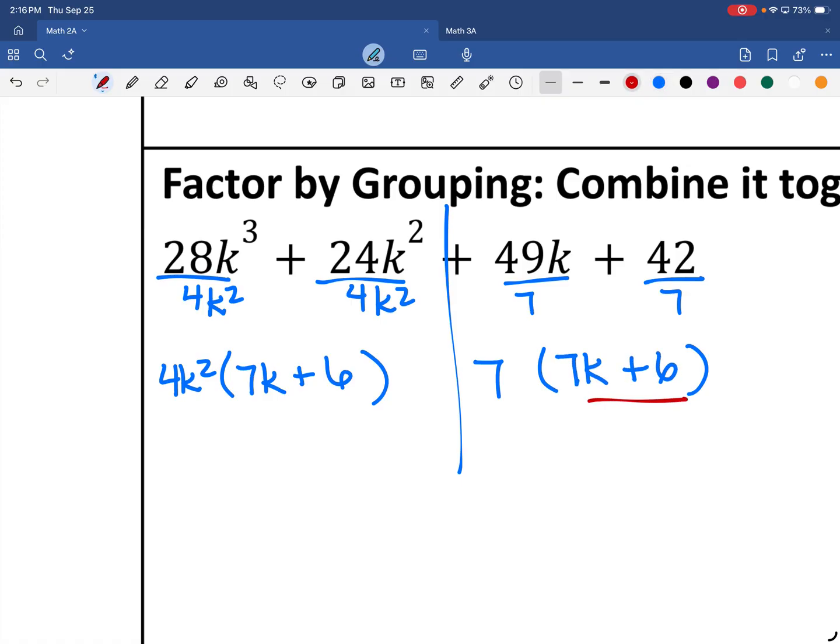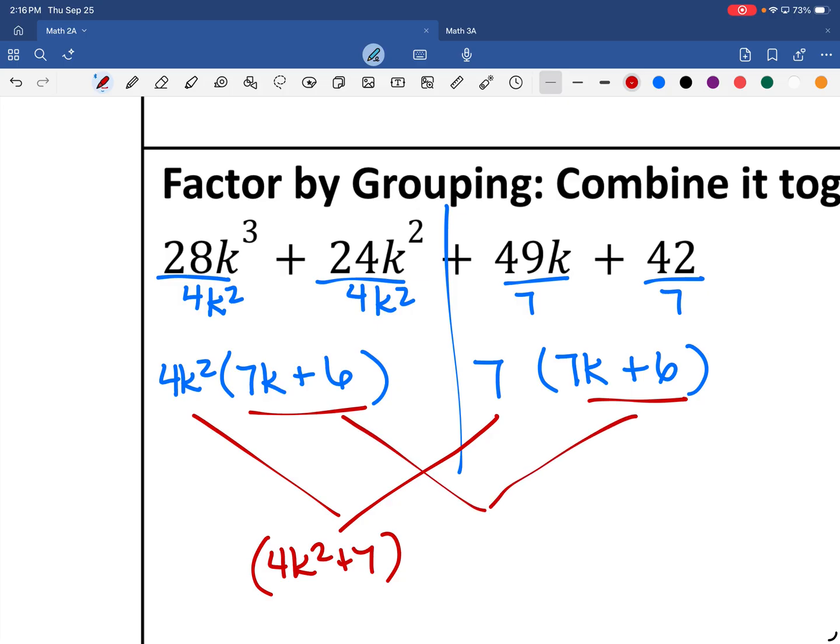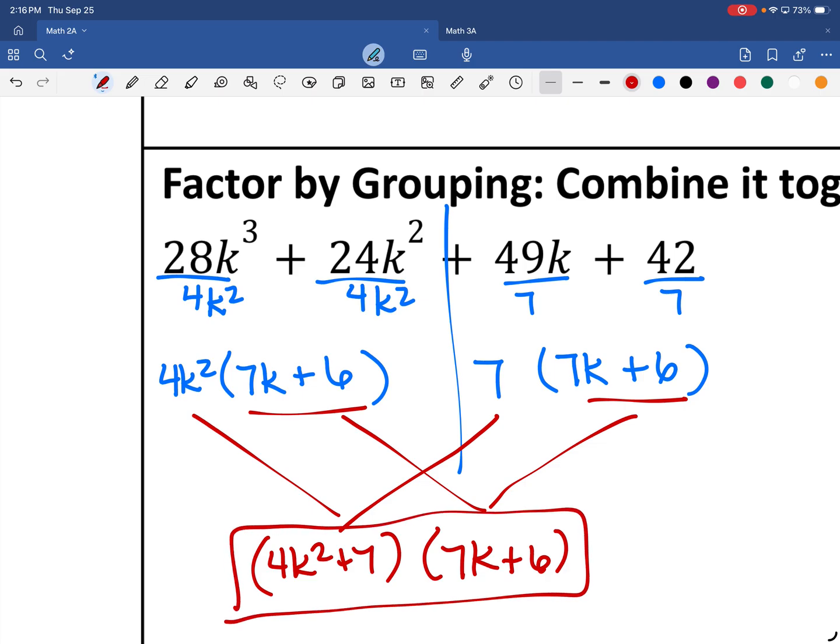So notice these two match, and that's important. They need to always match. So to get our answer, we just group the outsides together. So we have 4k squared plus 7 in one group, and then we group these together, 7k plus 6. And then this is our final answer.